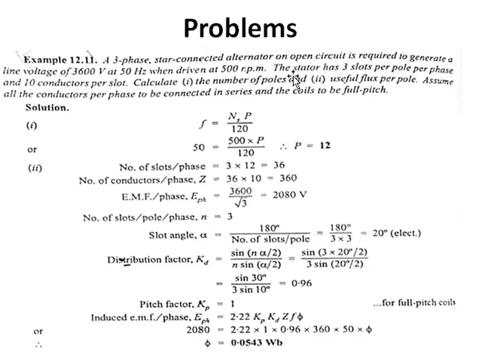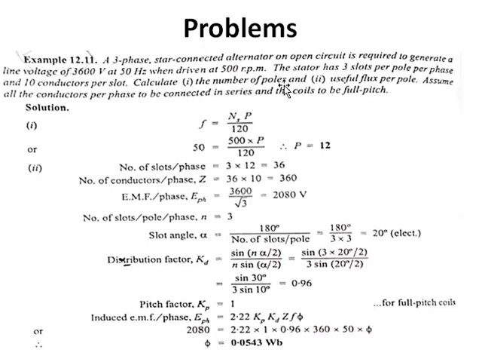There are 3 slots per pole. Under every one pole there are 3 slots per pole per phase, and 10 conductors per slot, and in each slot there are 10 conductors. This information is required to calculate the number of conductors per phase.